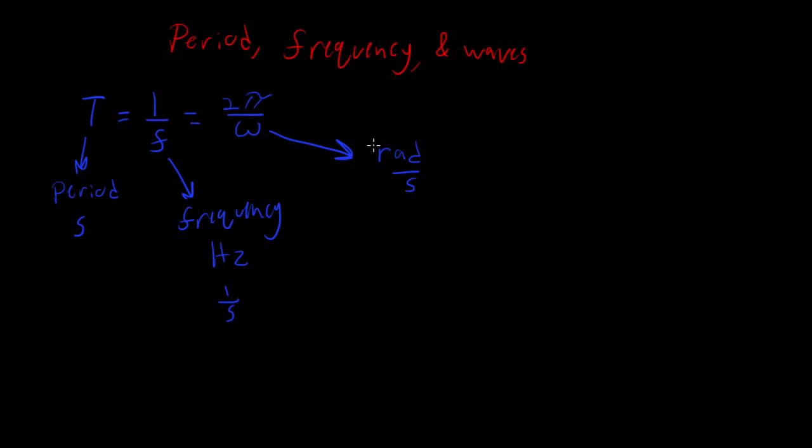Now, that should also make sense because if we take 2 pi divided by radians over seconds, then we're really taking 2 pi times seconds over radians. We just flip that, and radians gets canceled out by the 2 pi, leaving us with seconds, which is equivalent to that period. So this whole equation should make sense. We can really make any of these equivalent.